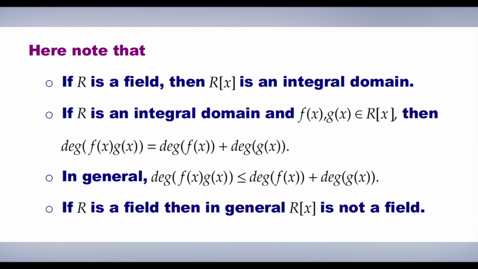Here note that if R is a field, then R[x] is an integral domain. If R is an integral domain and f(x), g(x) belong to R[x], then degree of f(x)g(x) is equal to degree of f(x) plus degree of g(x). In general, degree of f(x)g(x) is less than or equal to degree of f(x) plus degree of g(x). If R is a field, then in general, R[x] is not a field.